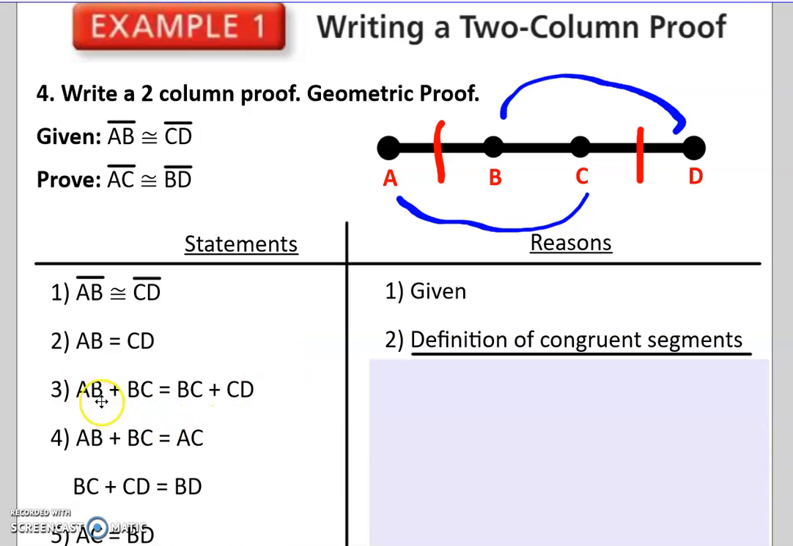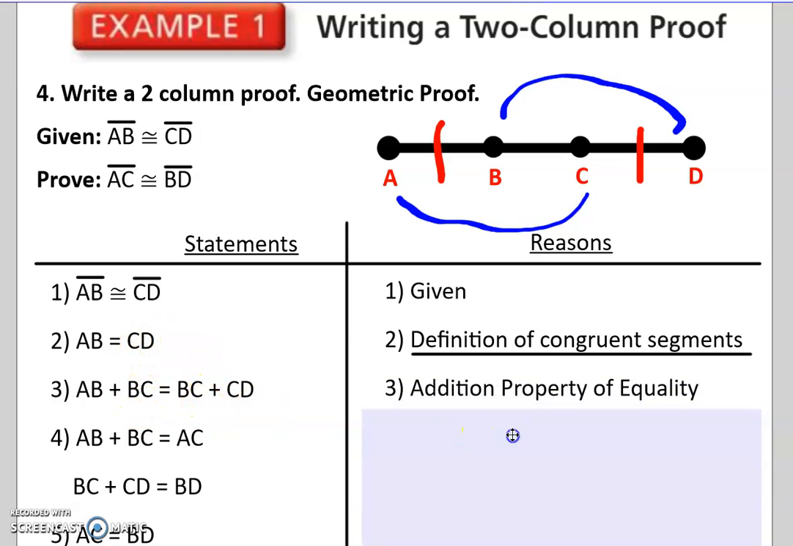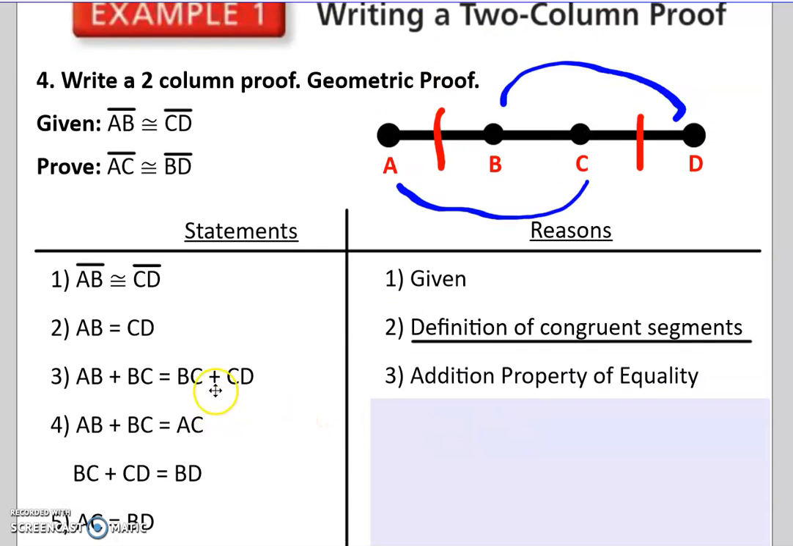So now let's break this down. What did they do here? Notice now I have AB plus BC, CD plus BC. What they did was they used the addition property. They just added this BC. They added that piece to both segments, giving us ultimately what I want to prove, AC and BD.